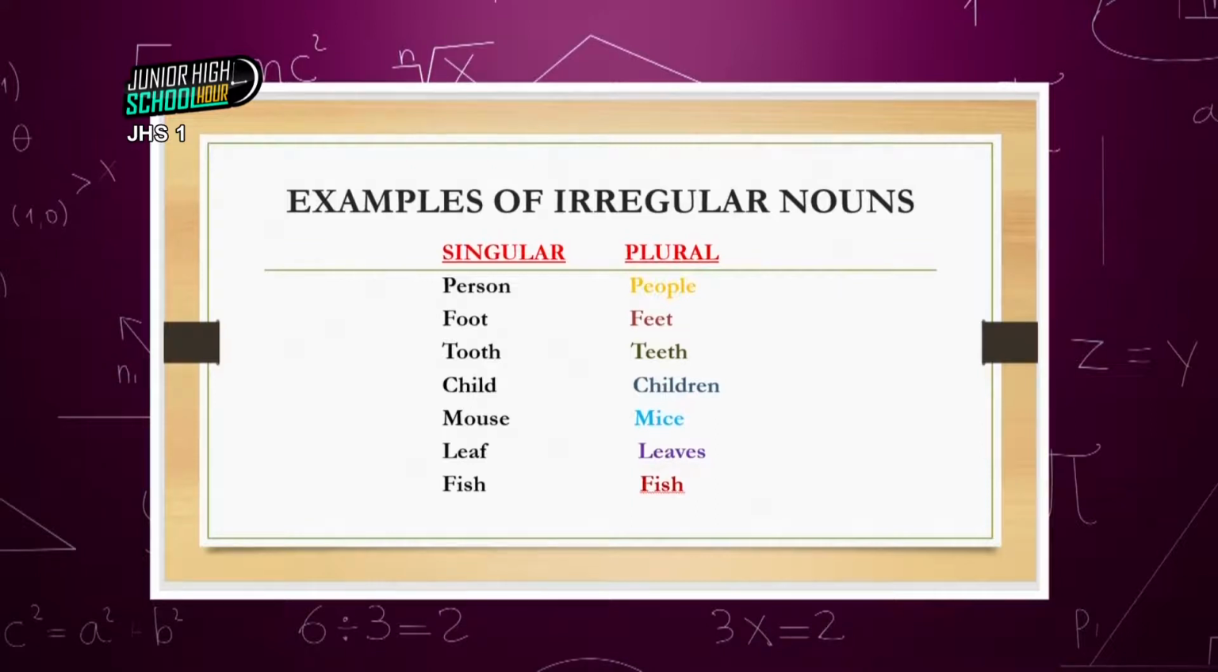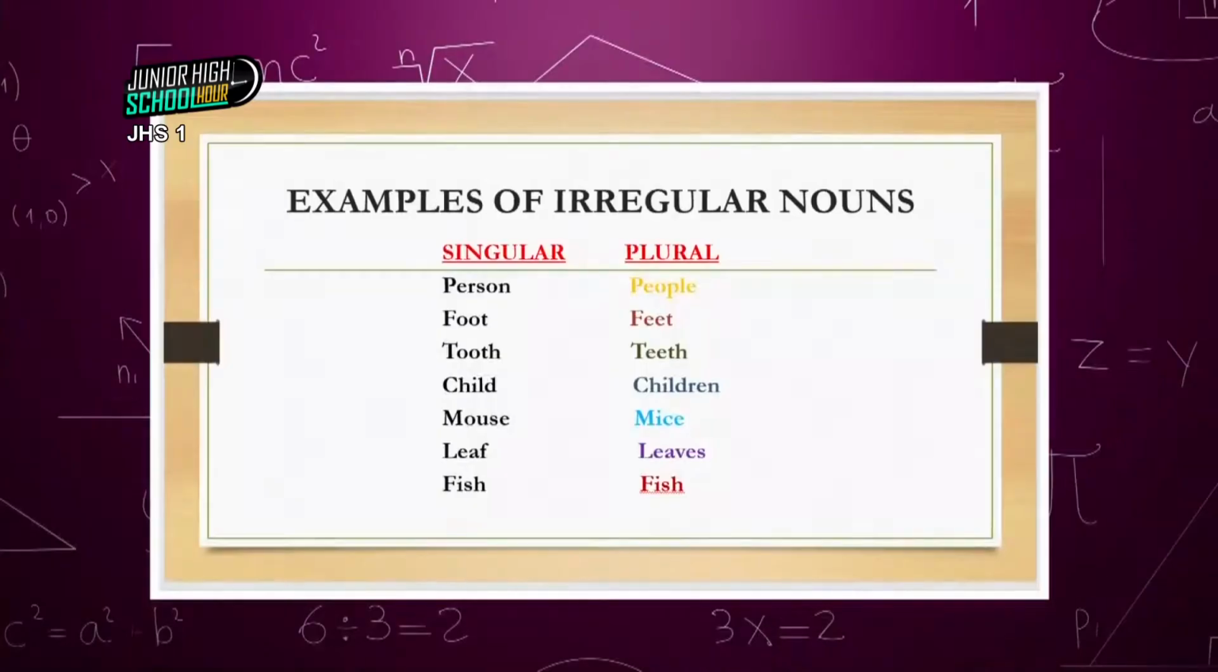Okay? So will you be kind enough to give me some examples of irregular nouns? I mean, their singular form and their plural form as well. Like noun, 3 or 4 examples. Let's try. So singular form, plural form. I have mine here. Okay, so these are examples of irregular nouns.